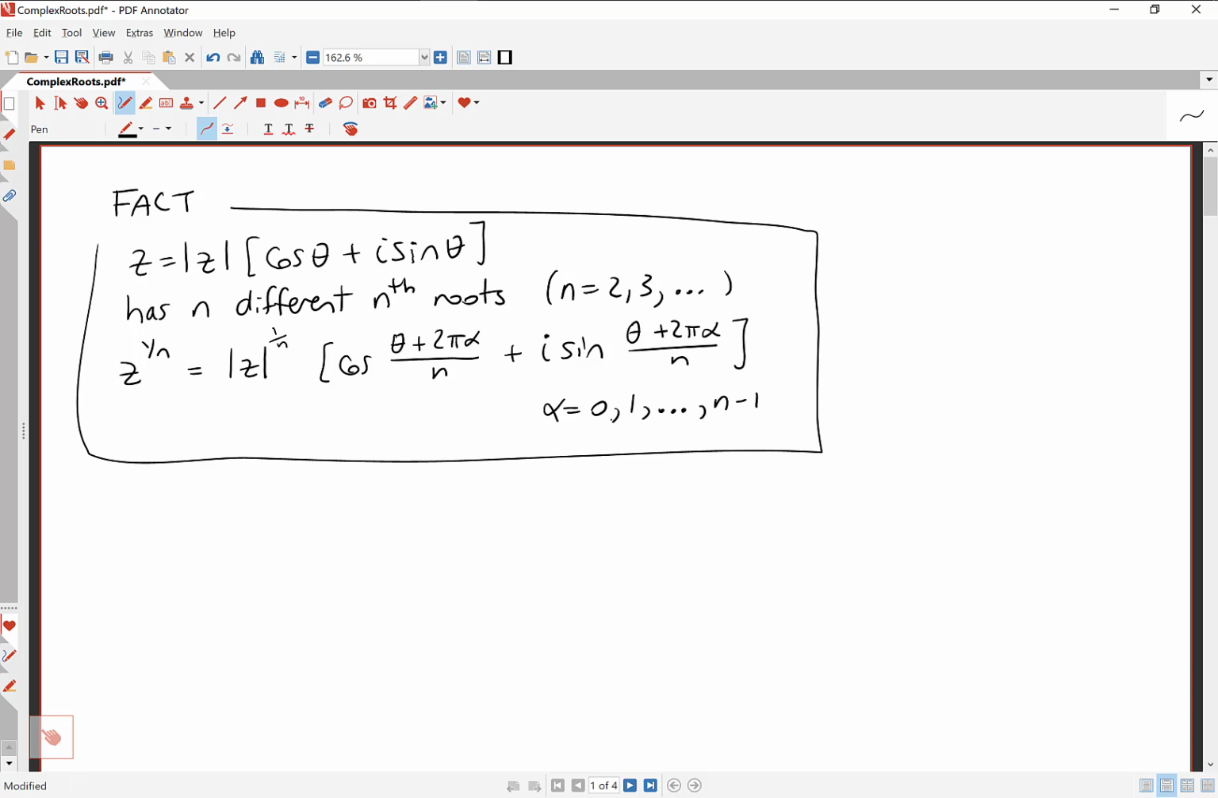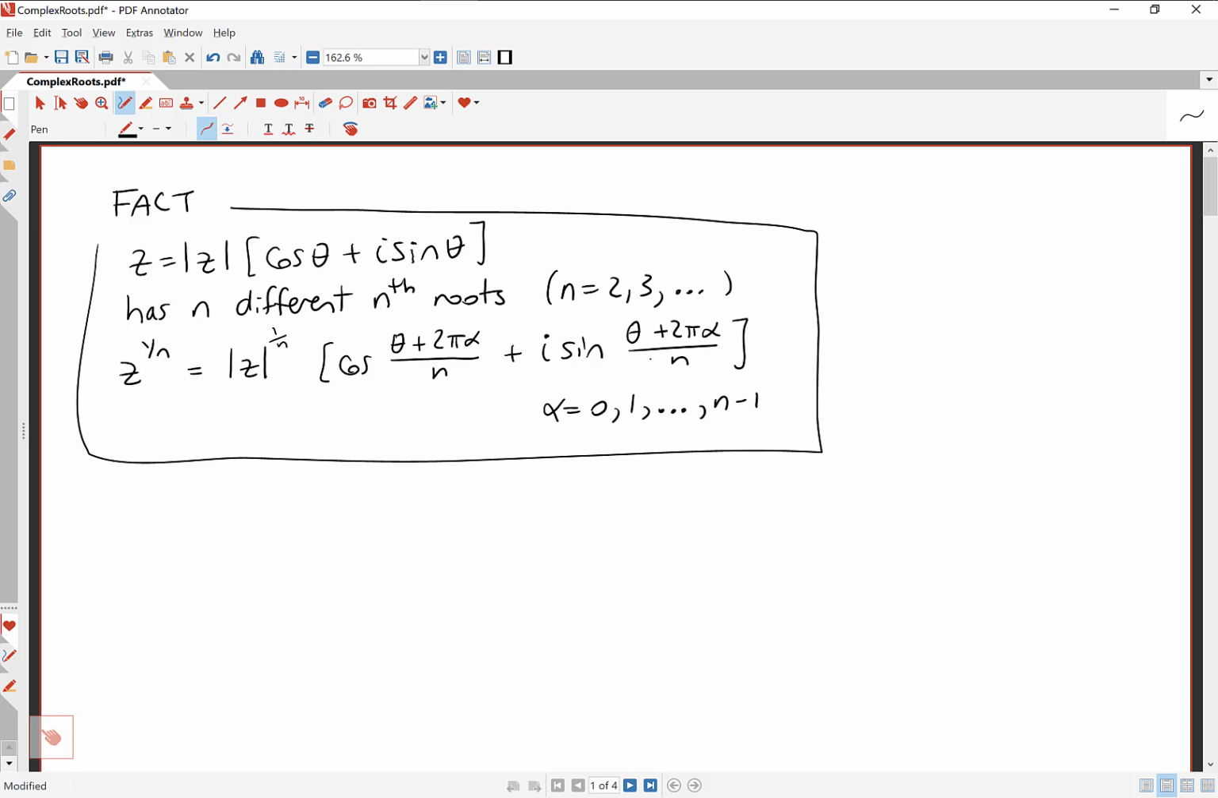Now we're going to look at the roots of complex numbers. This fact says that the complex number has n different nth roots, and we have a formula here for how to calculate those nth roots. So the nth root of z is obtained by taking the nth root of the length of z and then adjusting the angle that appears in the polar form of the complex number.